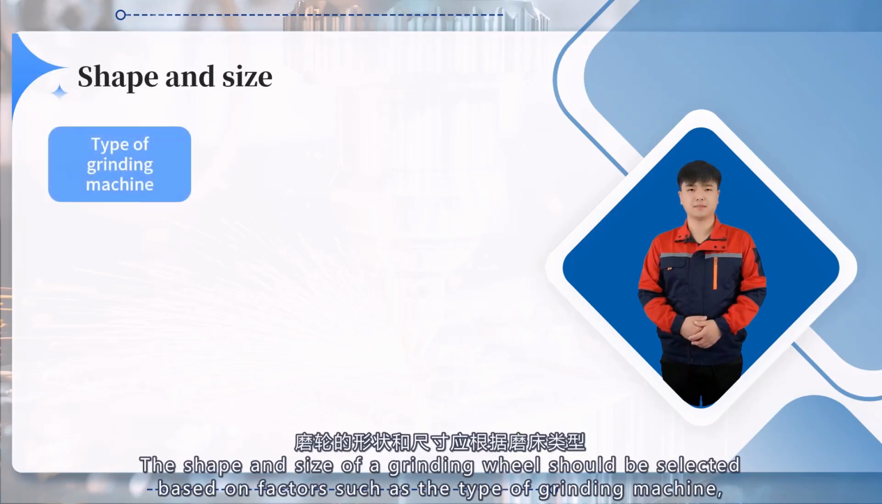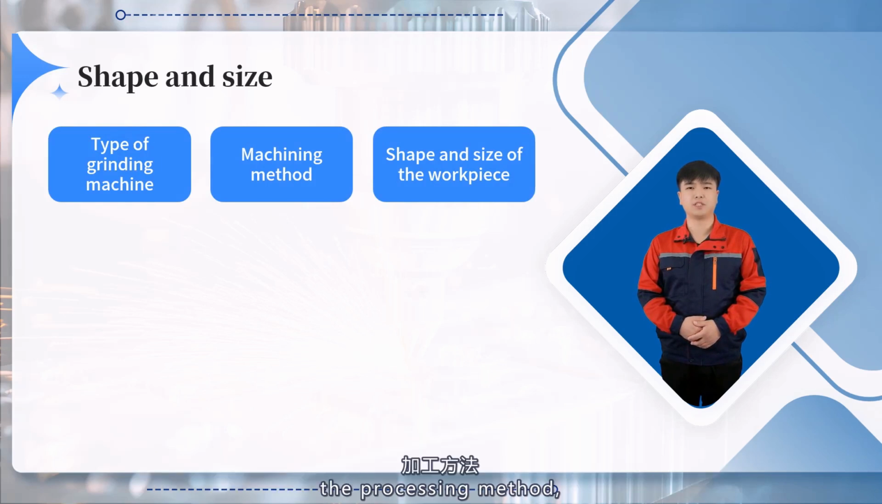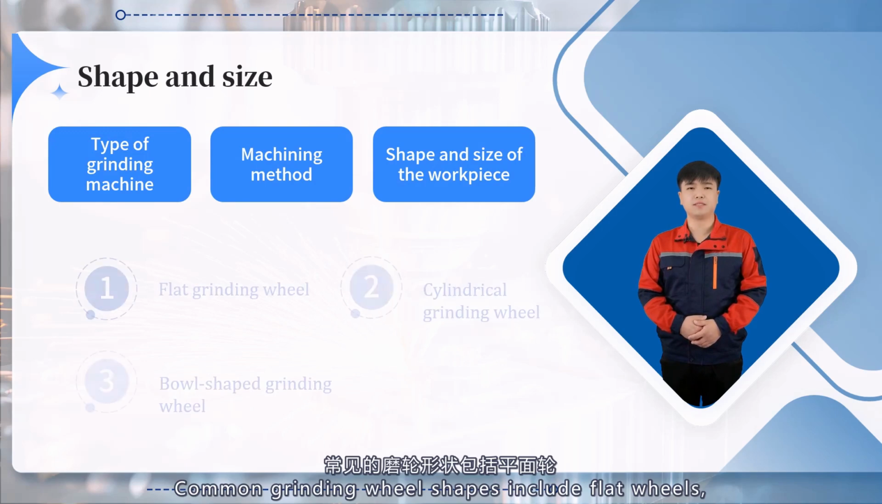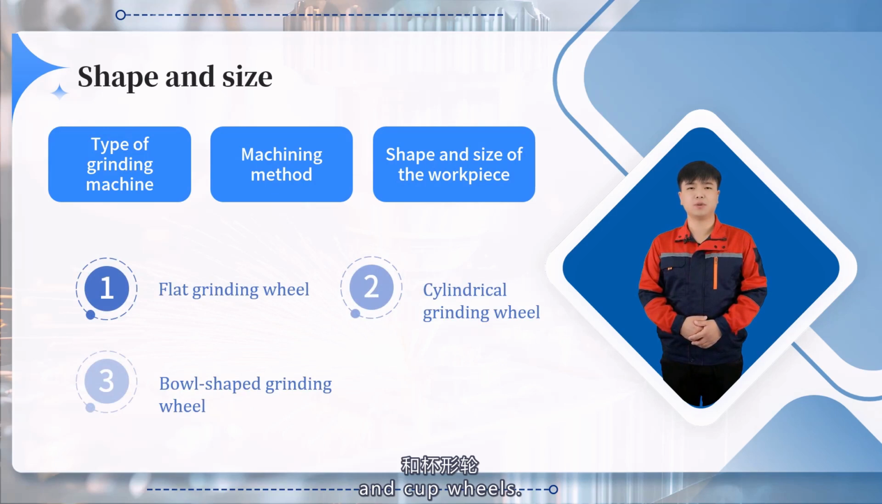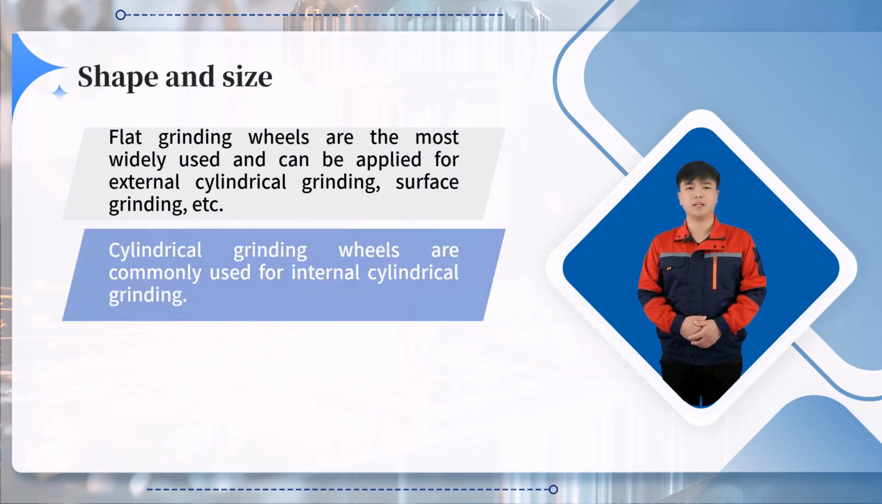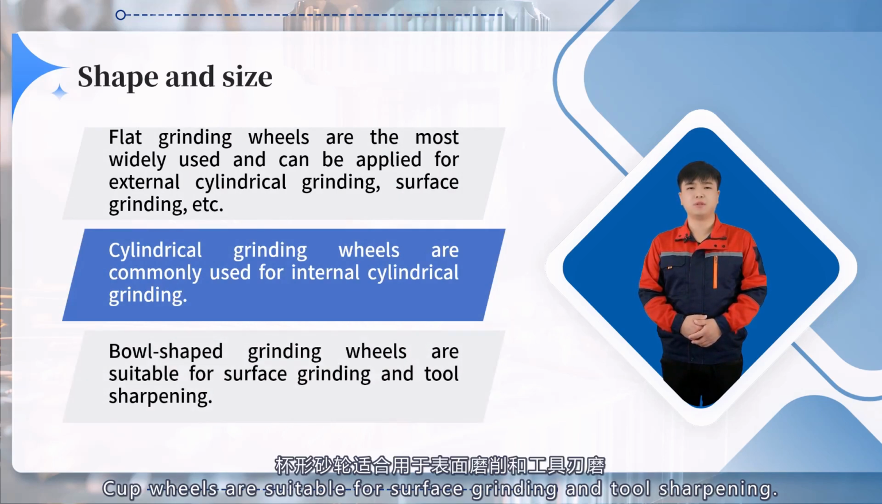Shape and size. The shape and size of a grinding wheel should be selected based on factors such as the type of grinding machine, the processing method, and the shape and size of the workpiece. Common grinding wheel shapes include flat wheels, cylindrical wheels, and cup wheels. Flat wheels are the most widely used and can be applied in external cylindrical grinding and surface grinding. Cylindrical wheels are often used for internal cylindrical grinding. Cup wheels are suitable for surface grinding and tool sharpening.